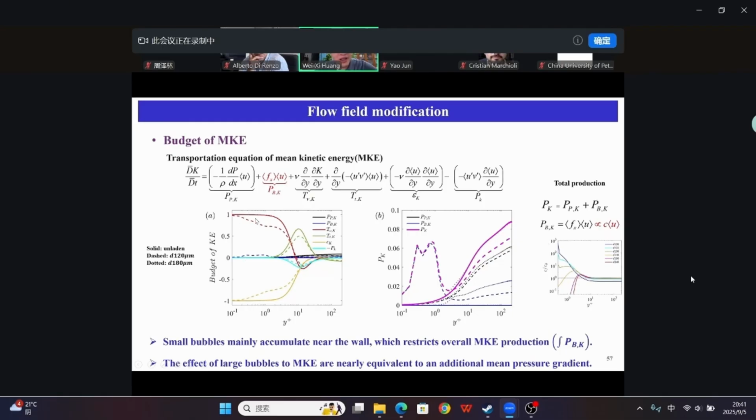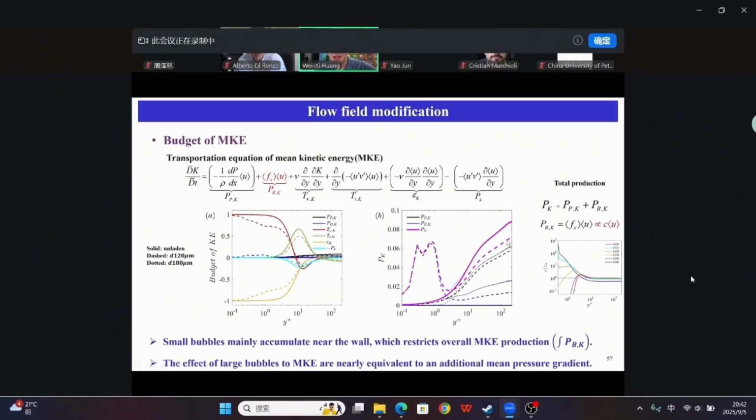So we can see that the main terms balancing are the viscous transport and the dissipation. And here we check the production term. It's small compared with these terms, but plotted here. For the small bubble, we can see it has some kind of peak near the wall, because the small bubble is much more concentrated near the wall, so the density is high near the wall.